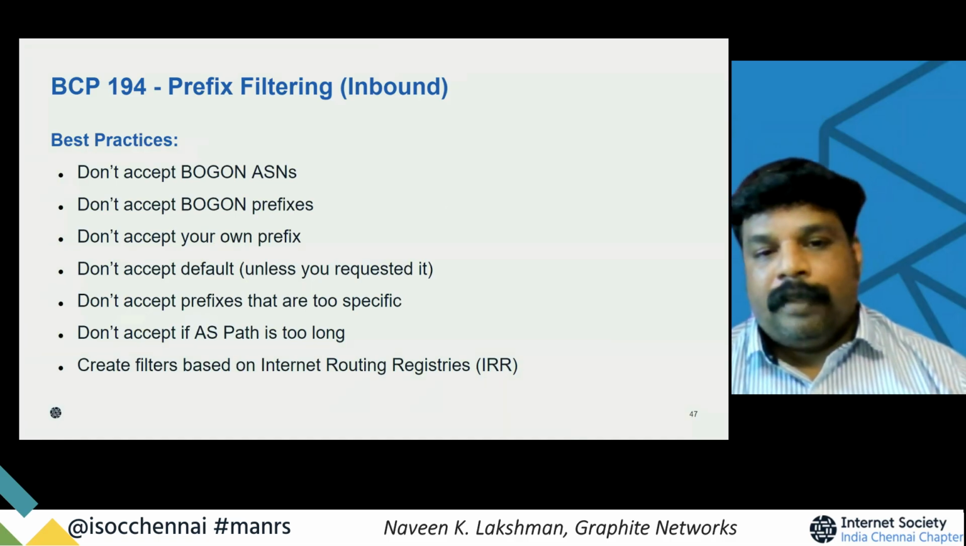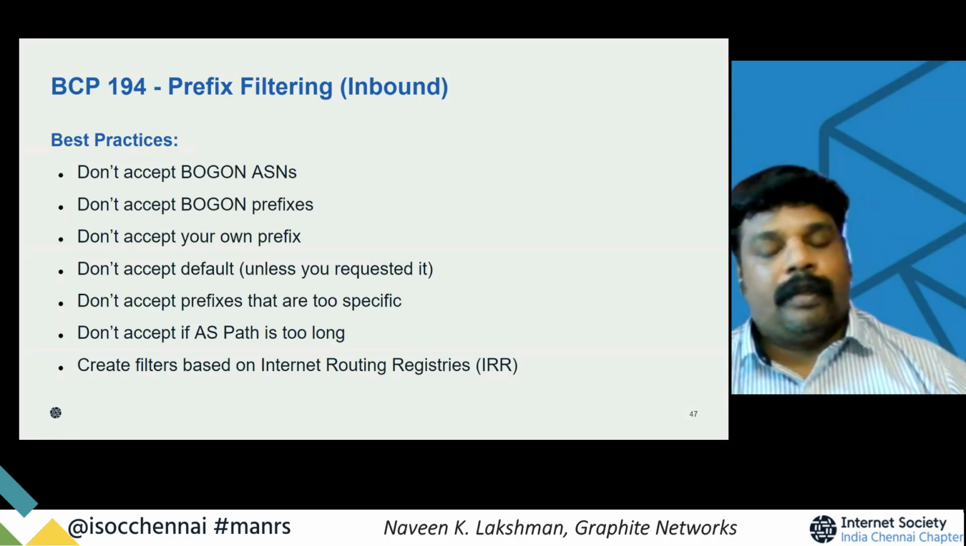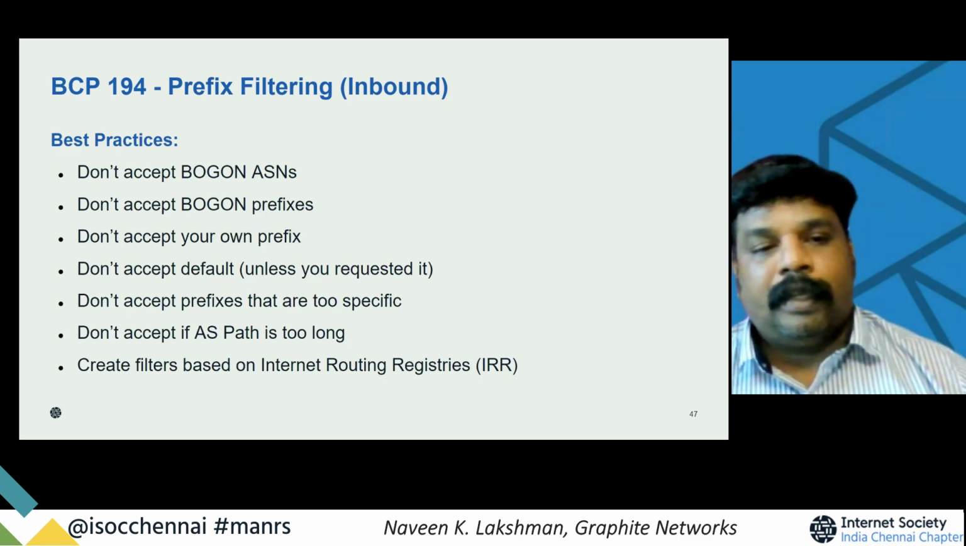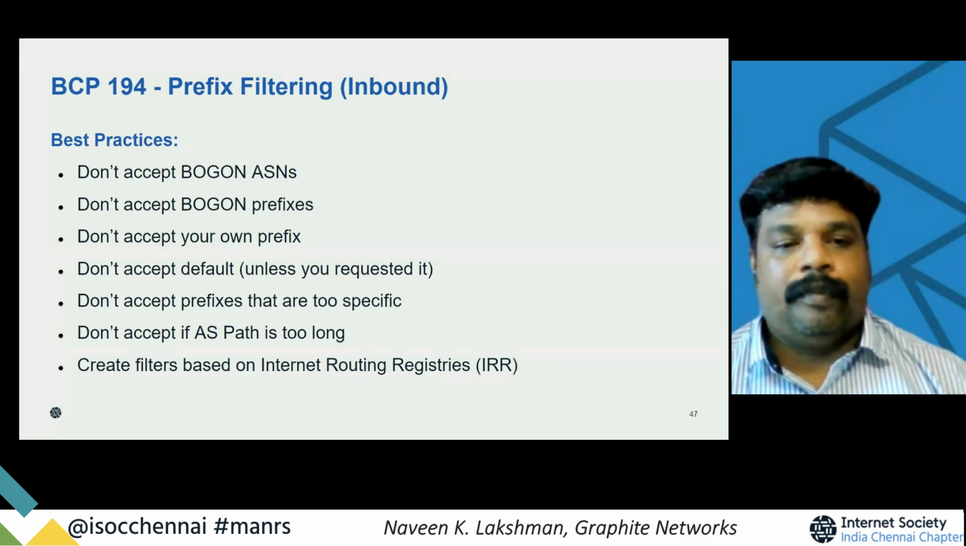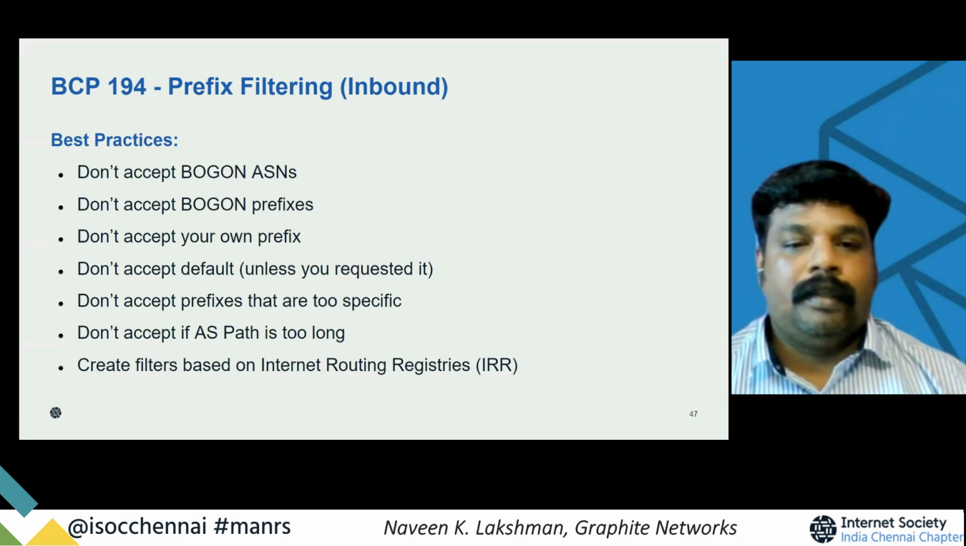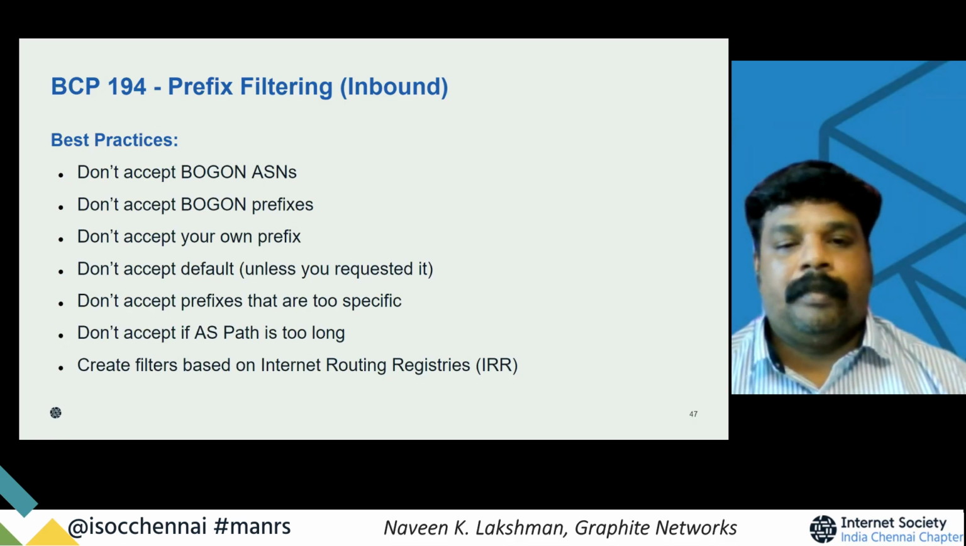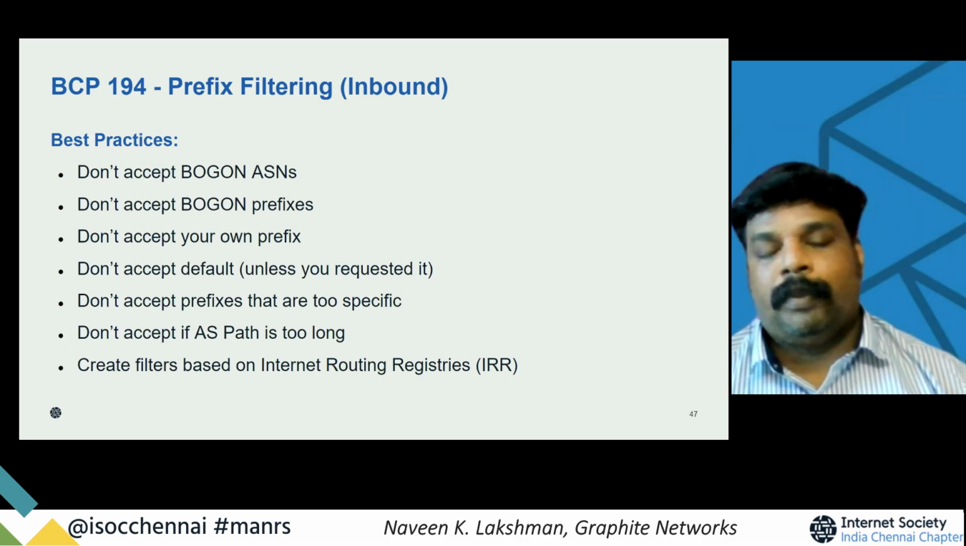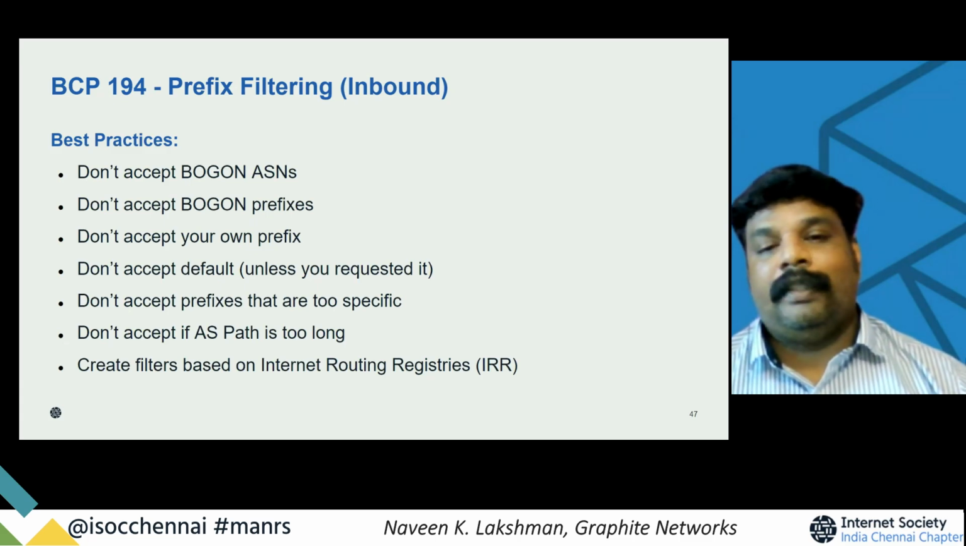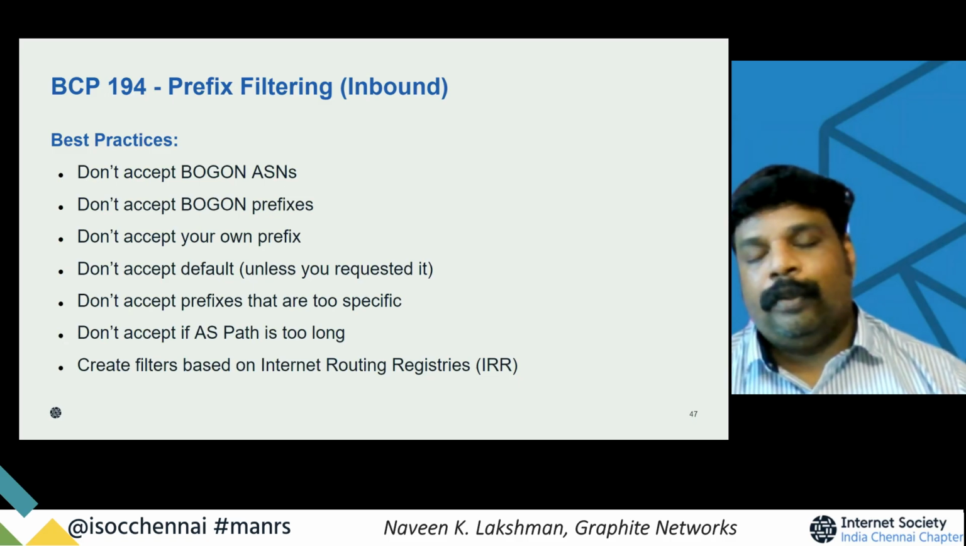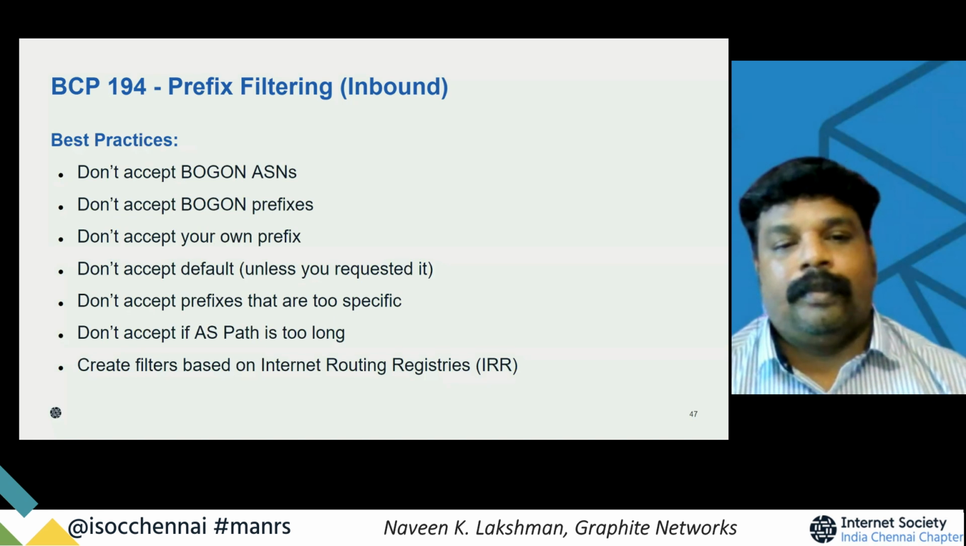And don't accept a default unless you requested for it, because if you are looking for the whole routing table, there's no point in requesting a default. You can filter out the default as well. And don't accept prefixes that are too specific. If someone is advertising a /26 or /25, even if they send it to you, just ignore it, because you keep a boundary of /24.